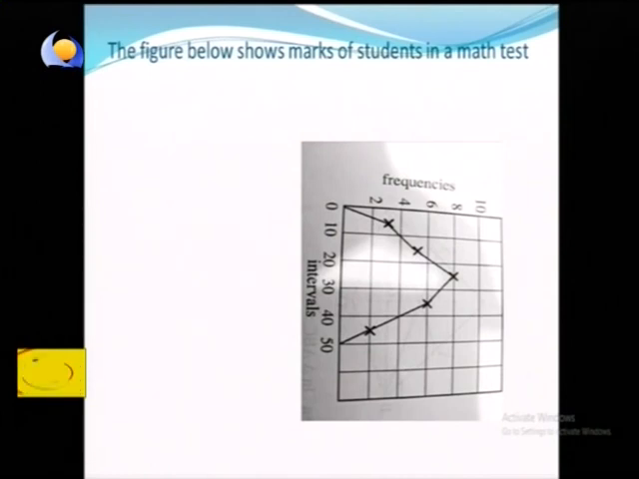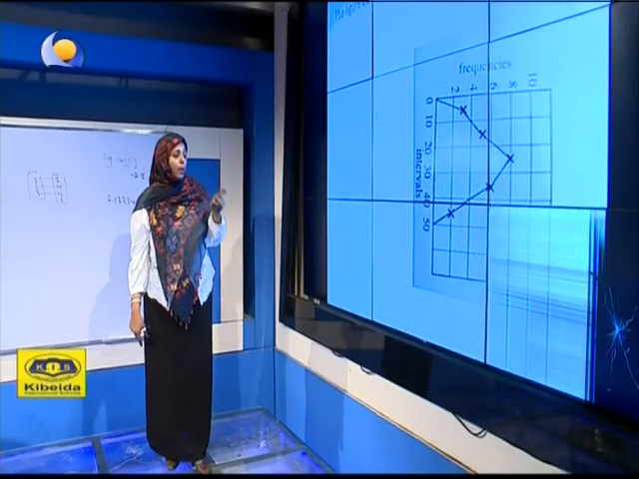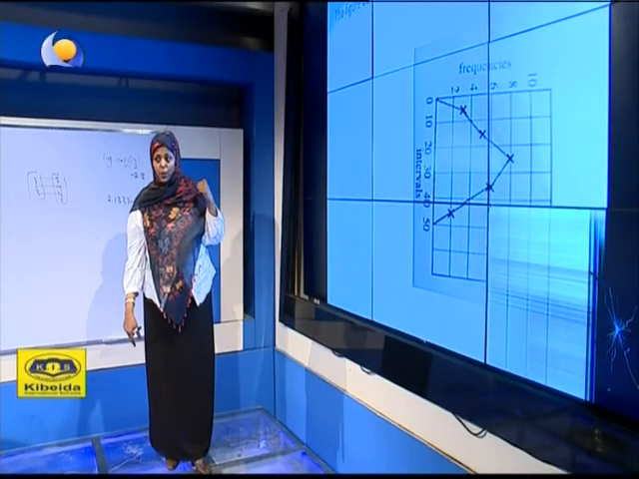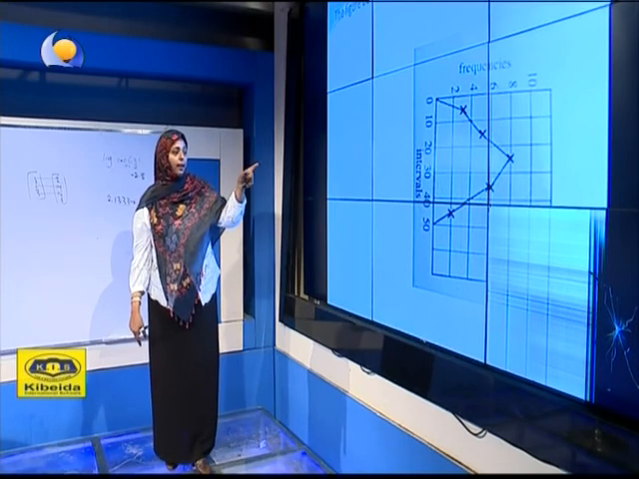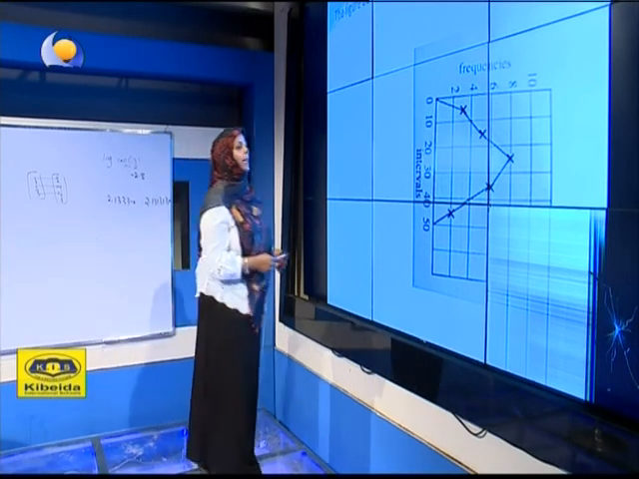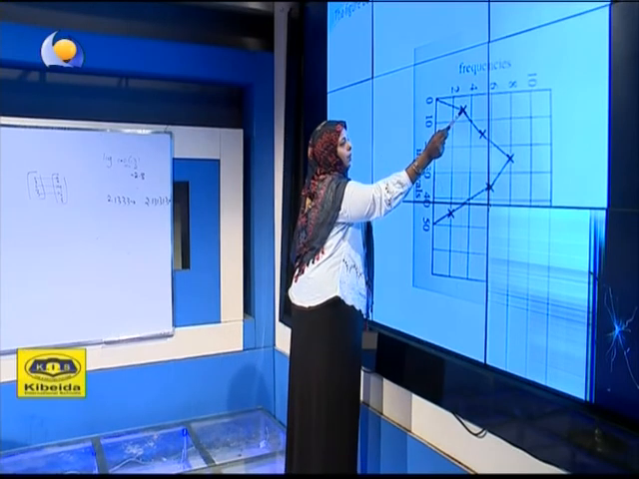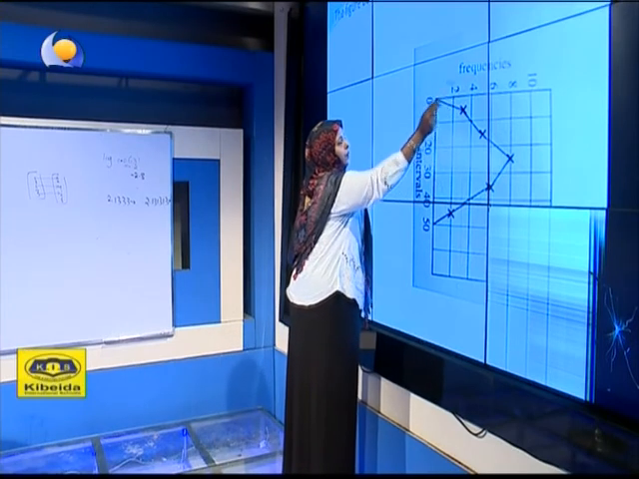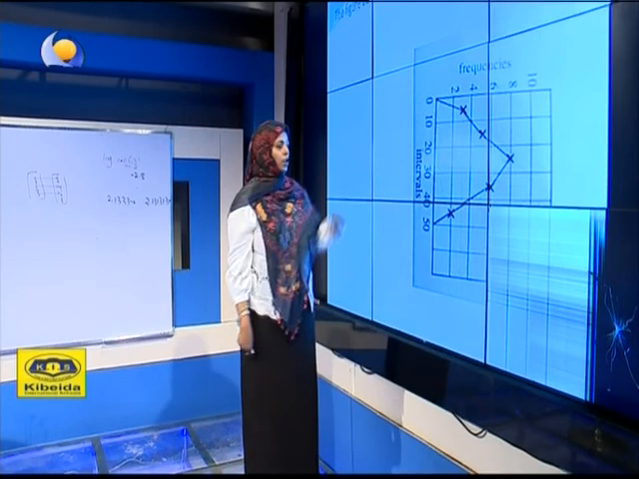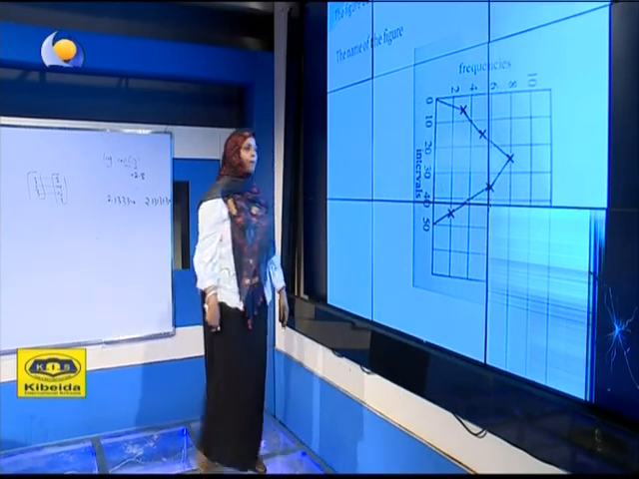All I want to say about this is that we call this the frequency polygon, and we talked about this before. The frequency polygon is actually a relation between the center of the interval and the frequency. We want you to know this.